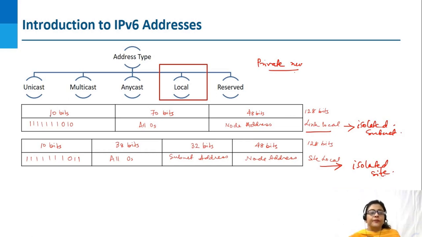So the addressing structure is like this. For link local, the first 10 bits are like this. The next 70 bits are all zeros, and the 48 bits are reserved for the node address. So total 128 bits. For site local address, the first 10 bits are of this format. The next 38 bits are all zeros, and after that we have 32 bits which define the subnet address, and then the next 48 bits define the node address.